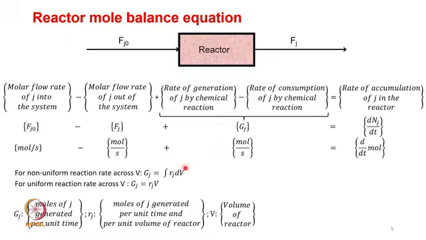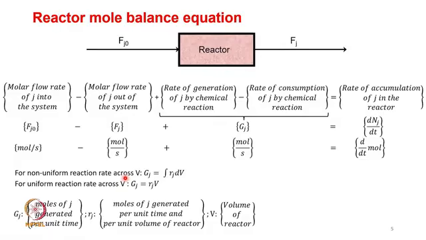So, in certain reactors you would see that the reaction rate is uniform across the volume, and in certain reactors you would see that the reaction rate is non-uniform across the volume. In those conditions, your Gj would have two different structural forms. If it is a non-uniform generation across the reactor, you have to integrate the rate across the entire volume.